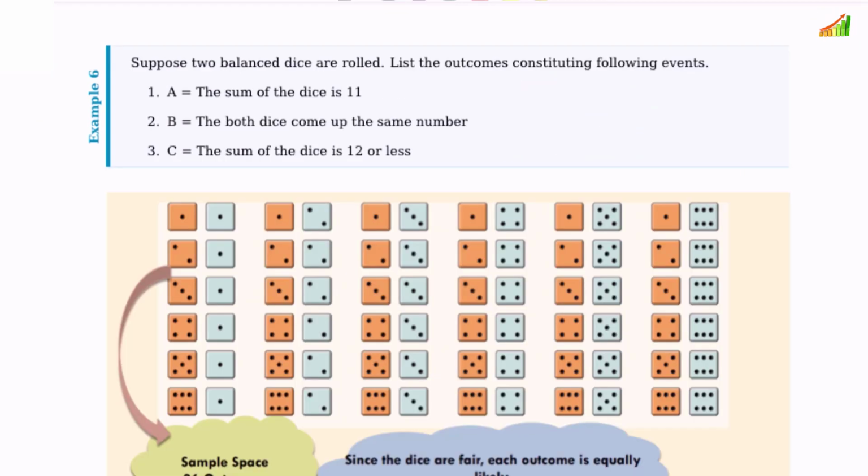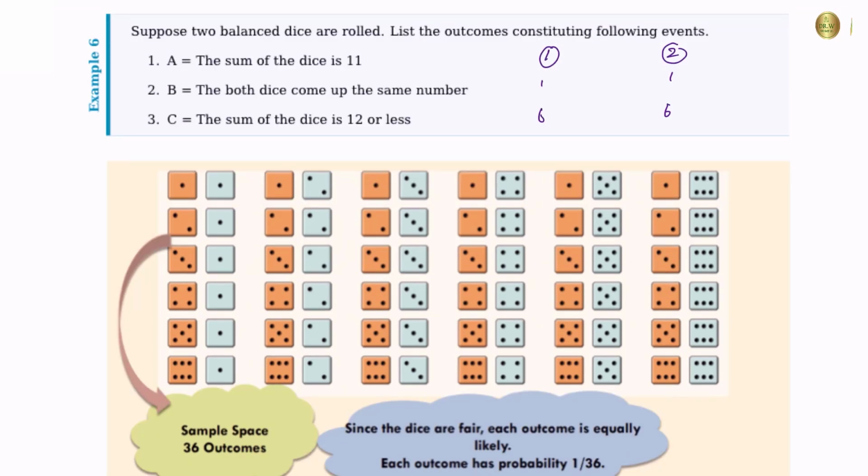Example 6. Suppose two balanced dice are rolled. List the outcomes constituting the following events. First of all, think about the sample space. First die and second die. So, how many outcomes for the first one can we expect? 1 to 6, right? And the second one also 1 to 6. So how many outcomes for the sample space?